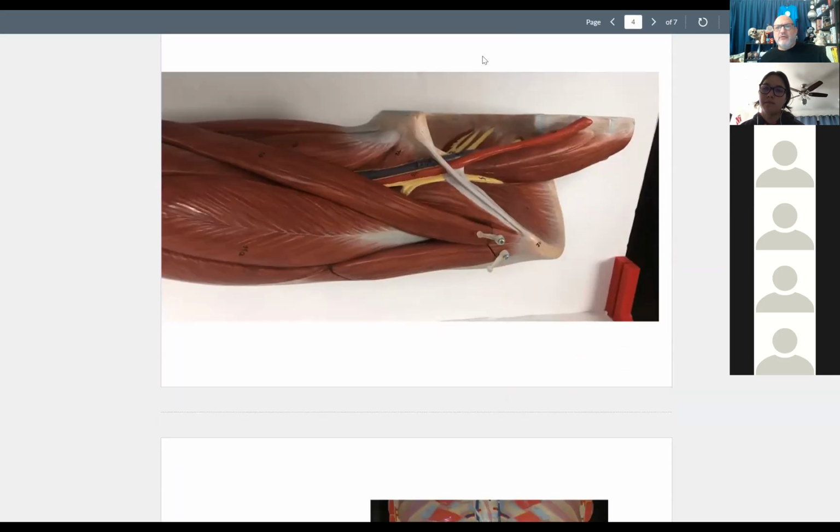Right here, oh, great view. Notice here we clearly see that bipinnate shape of the rectus femoris. But the only way we'd be able to see the vastus intermedius is if we remove this muscle. It would be deep underneath it. So we would have to remove that muscle to be able to see it underneath. All right.